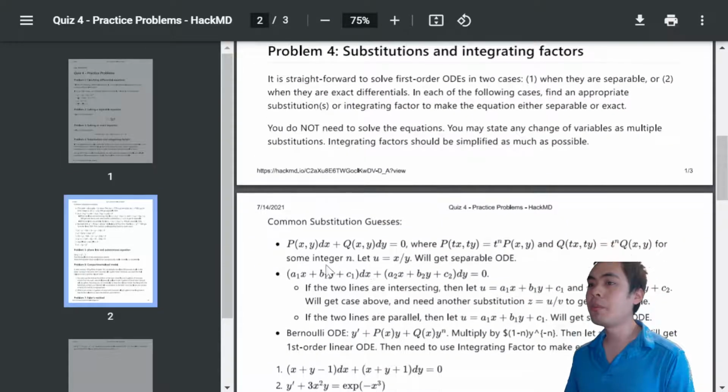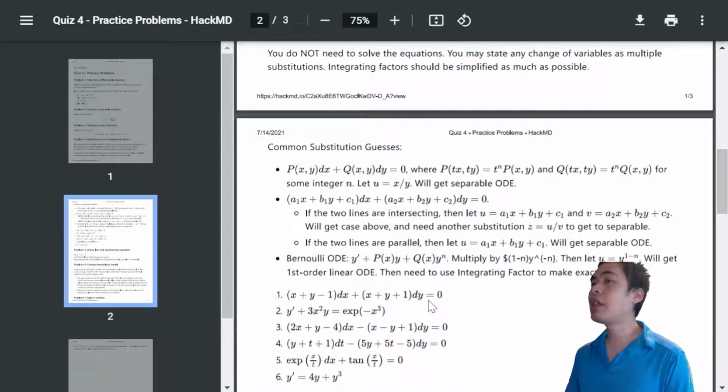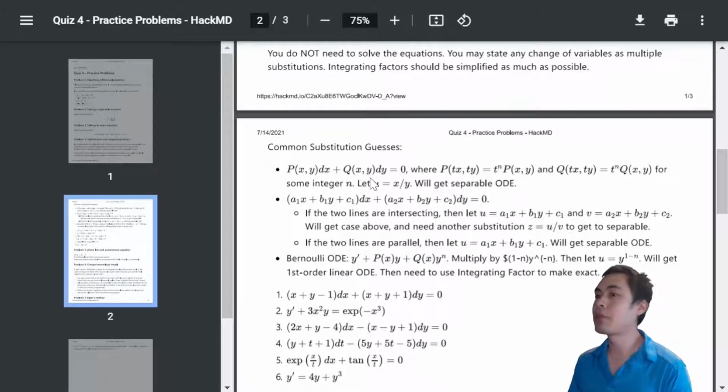But then, I give you basically the slides of how do you guess the second step? Well, in some cases it's pretty obvious because if the two lines are intersecting, then you guess these two variables, right? You'll get this case above, and then you'll need another substitution to get to separable. So once you recognize that these are intersecting lines, then you know the first guess is u is equal to one line and v is equal to the other line, and then the second guess is z is equal to u over v. So you note that on the quiz you will not need to solve the equations. You saw how long solving the equations actually took. I'm not going to expect you to do that. I just expect you to recognize the situation and choose the right guess.